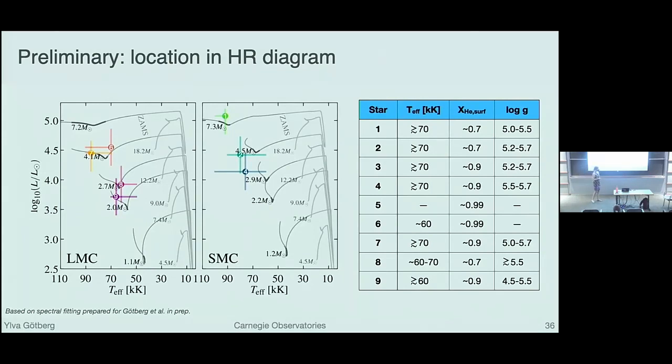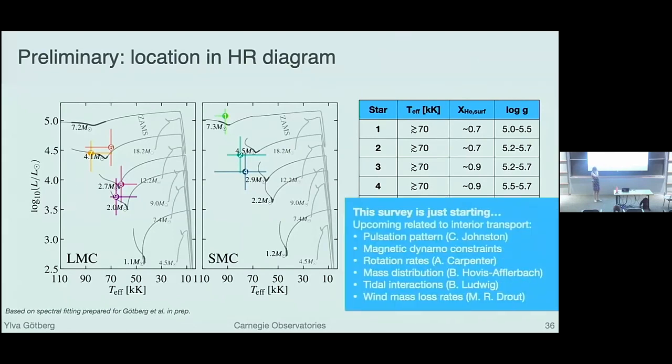And this is just the beginning of this survey. So I think that you can do a lot of things with this. For example, measure the rotation rate to understand better how the core rotates, or investigate what the magnetic field is like, or from the photometry, maybe check the mass distribution of these objects to get an idea of the core overshoot. And so we have some projects going on there, which I think is fun.